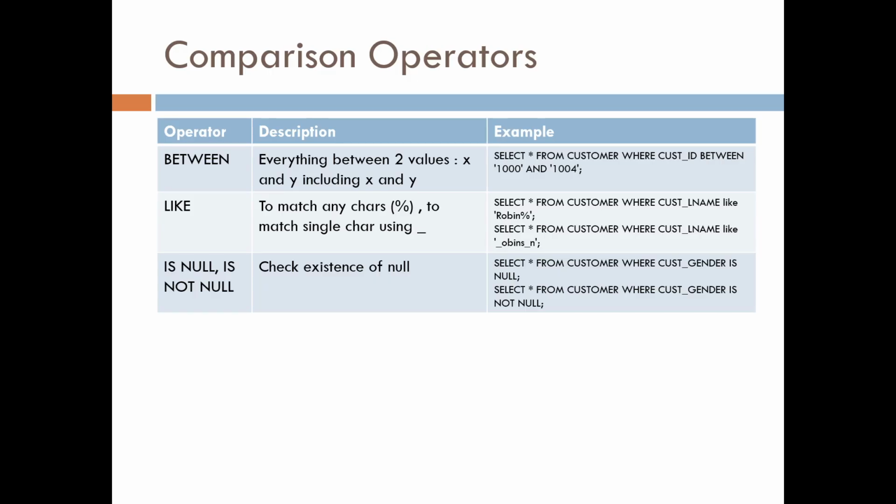All right. Then we have something called BETWEEN. BETWEEN is everything between two values. So let's say I want everything between 10 and 20. Whatever the values are between 10 and 20, those values will come. It is a very important operator.